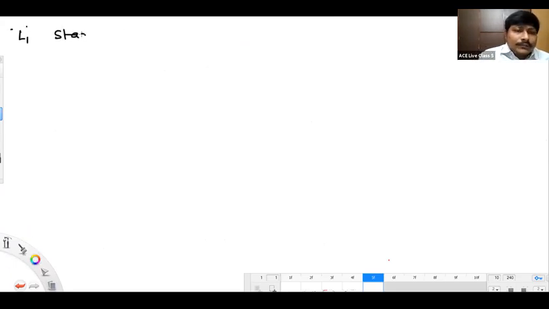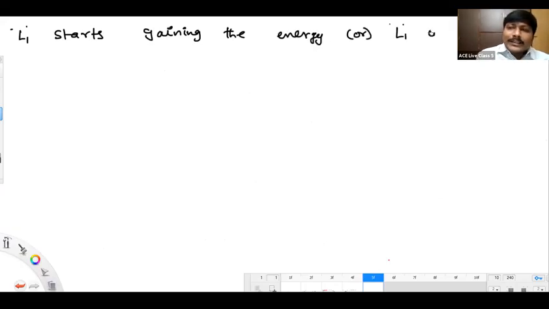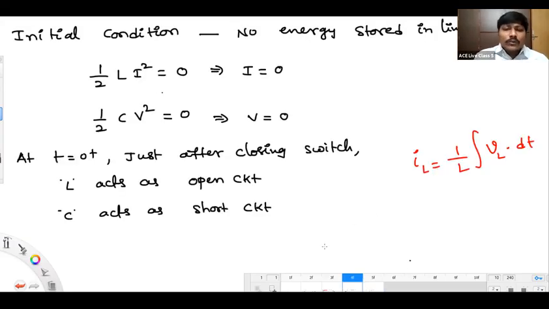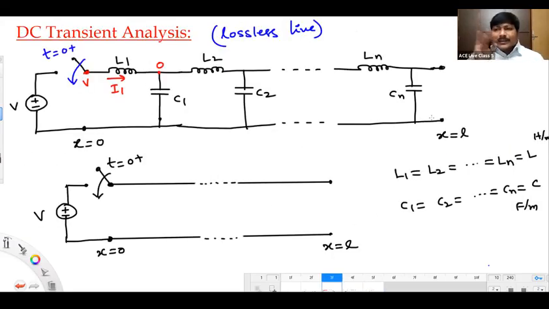Okay, so I can write in the next slide: L1 starts gaining energy, or you can say inductor L1 will be energized to half L1 I1 square. In all models it is the same: L is an open circuit, C is a short circuit. That's it. In all models, L is an open circuit and C is a short circuit. Okay, listen please.